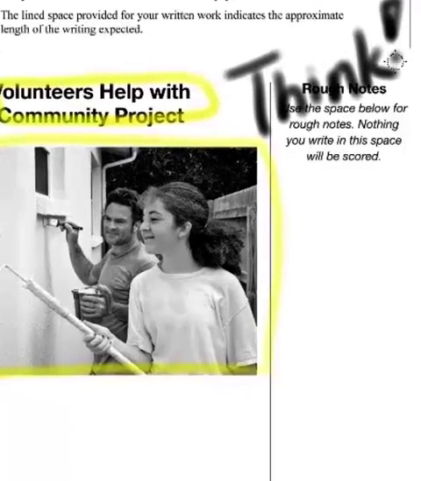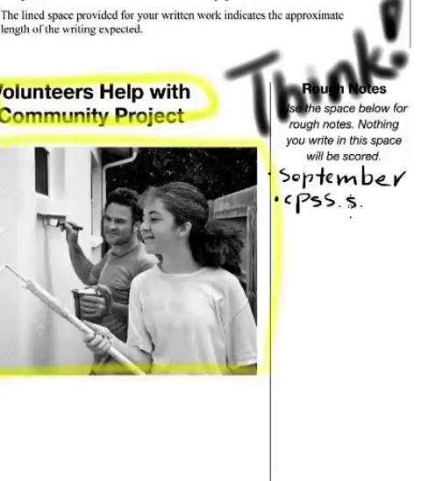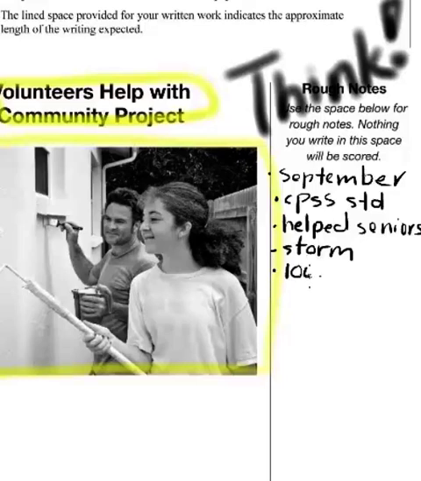So we've got to think now, because we've actually got to come up with some kind of a story that is consequential. So let's say last September, for example, all the students from our school, CPSS, went out there, maybe 200 of them, and they helped some seniors after a storm. Here we want to write as many facts as we possibly can so that when we go to write, we have something to write about.